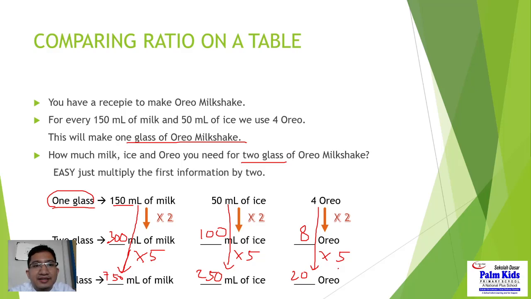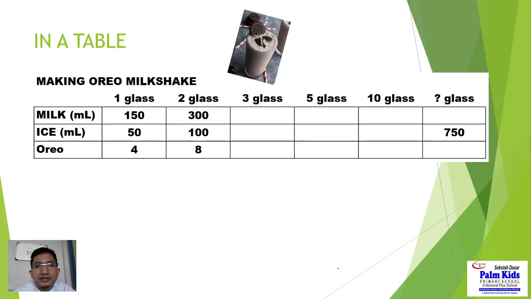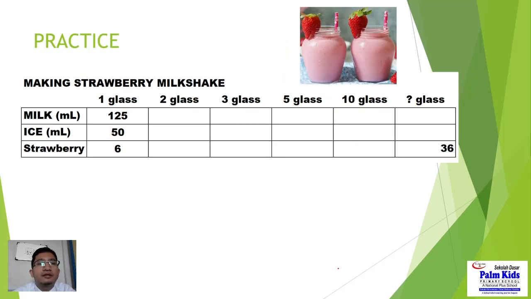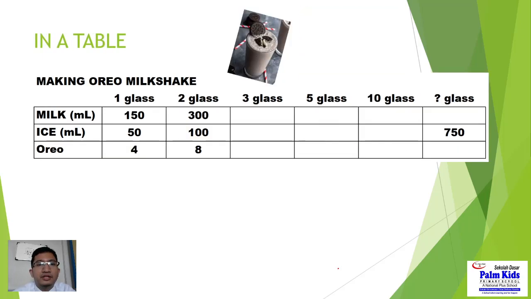Okay, class, that's all the explanation. Now you can do this kind of problem, that is making Oreo milkshake and making strawberry milkshake. So if you did not follow the webinar, you can try to do this by yourself by multiplying this. I'll give you one example for this Oreo milkshake. So to make 2 glasses, remember, you multiply by 2. So to make 3 glasses, you multiply by 3.